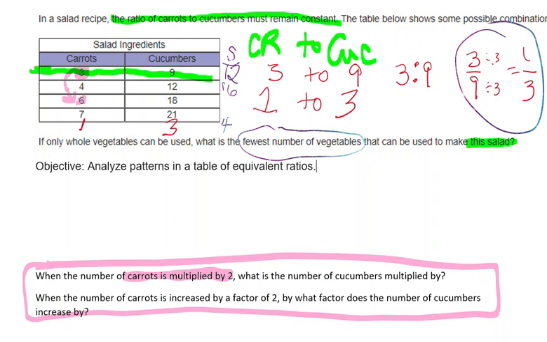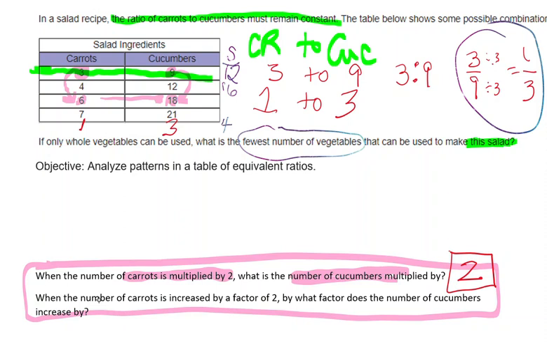Now, when that happens to the number of carrots, what is the number of cucumbers multiplied by? So let's look at the cucumber column and say, well, cucumbers is 9. What goes along with the 6 is the 18. So we go down here, 9 times 2 is 18. So when the number of carrots is multiplied by 2, the number of cucumbers is also multiplied by 2, which makes sense because this table represents equivalent ratios. So the only way that the ratios can be equivalent is if you're multiplying by the same thing.